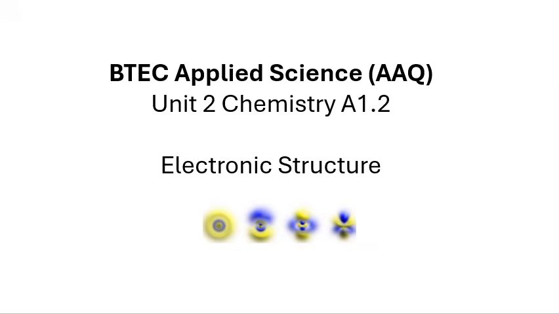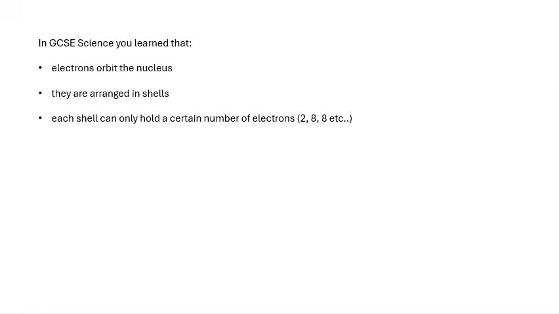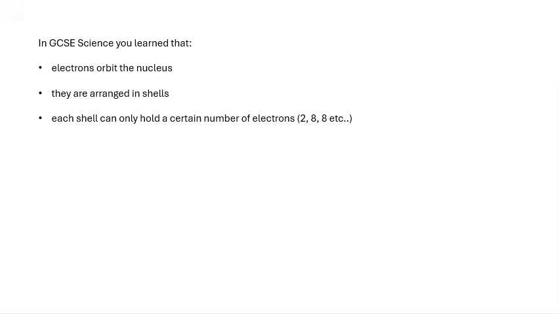Okay, this is my second chemistry video for AAQ Applied Science, and this is about electronic structure, which is basically whereabouts the electrons are. Now, in GCSE Science, you learned that the electrons are in orbit around the nucleus, whizzing around the nucleus. You learned that they are in shells, and that each shell can only hold a certain number of electrons. So the first shell is 2, and then the second shell is 8, and the third shell is 8, etc. Okay, and that's GCSE science or chemistry.